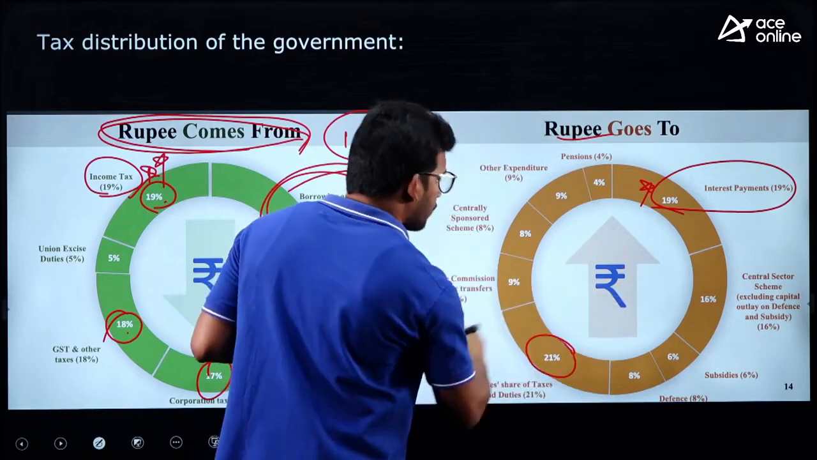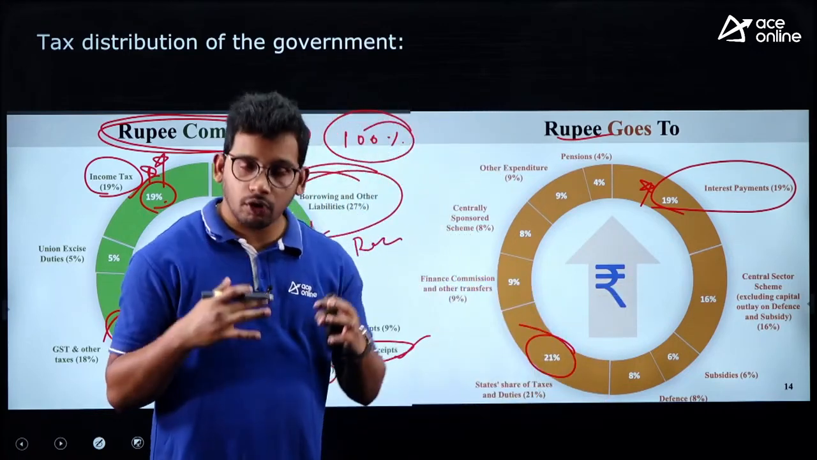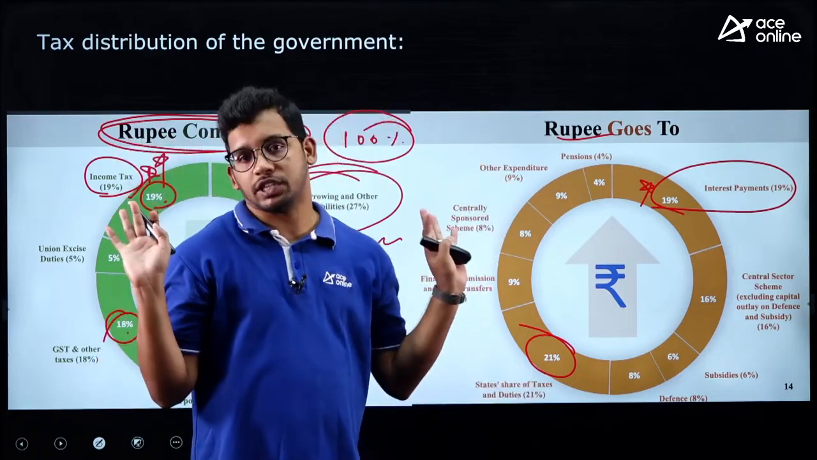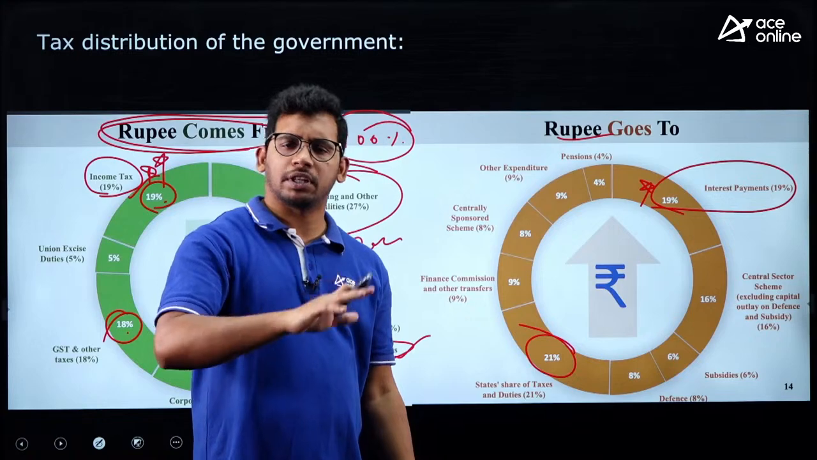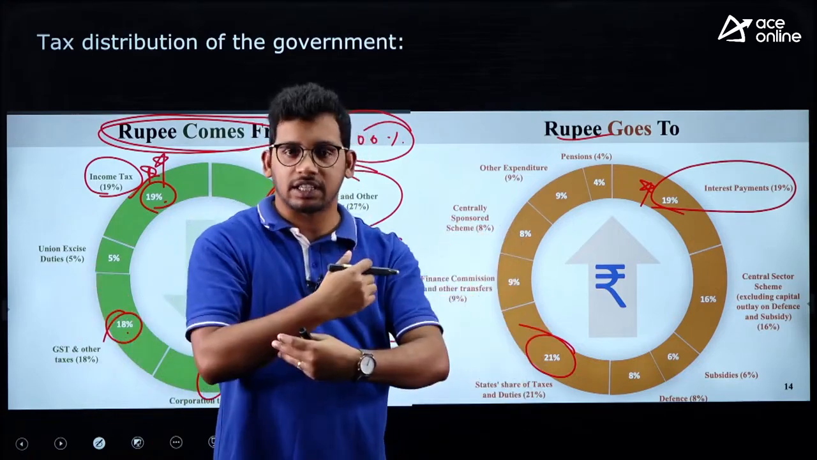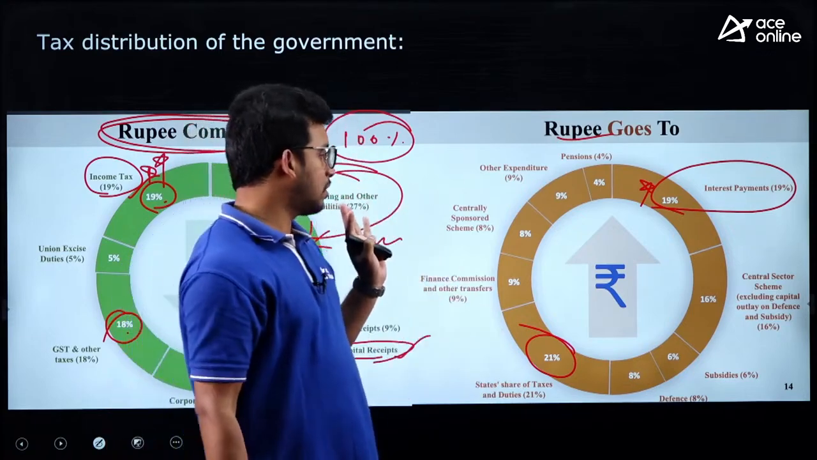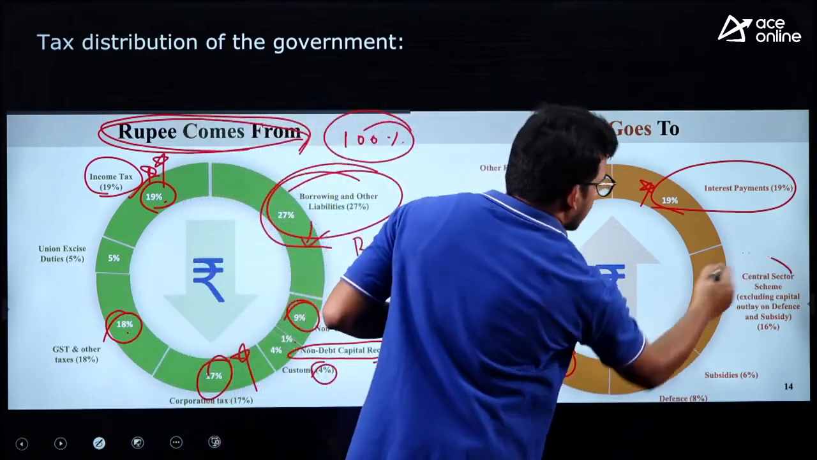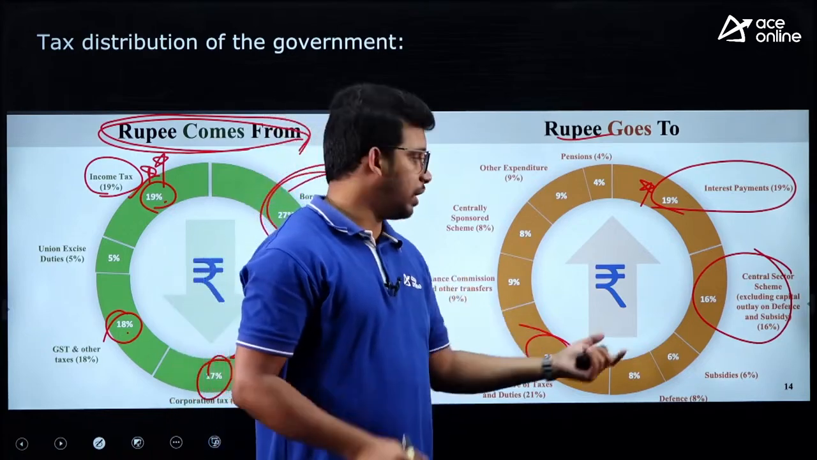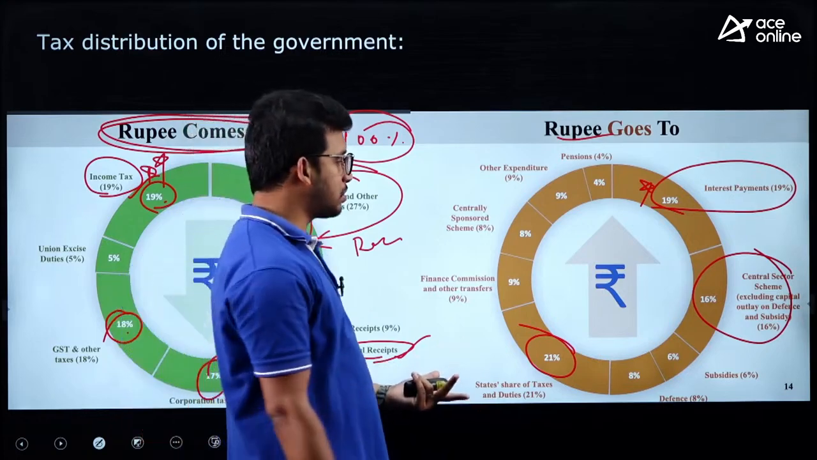Then 21% to the state share of taxes and duties. Whatever central government is collecting, the income tax and all, 21% is given to all the states together, Andhra, Telangana, Uttar Pradesh, Bihar, all states together. Out of the total taxes it has collected, 21% they are giving to the states itself, right. Then we have central sector schemes. So these are 100% funded schemes by the central government. So 16% is given for the central sector schemes, right.